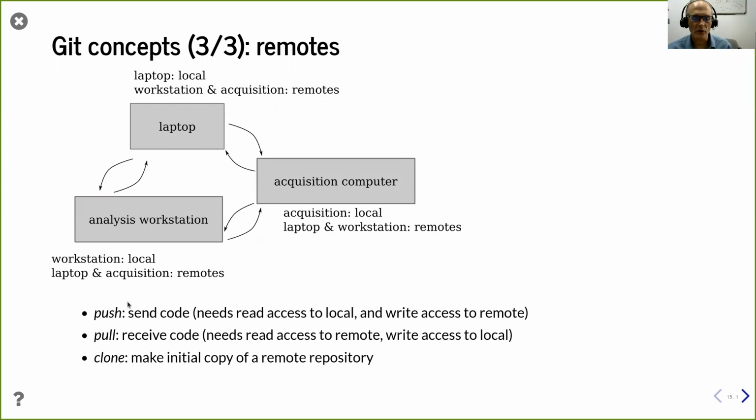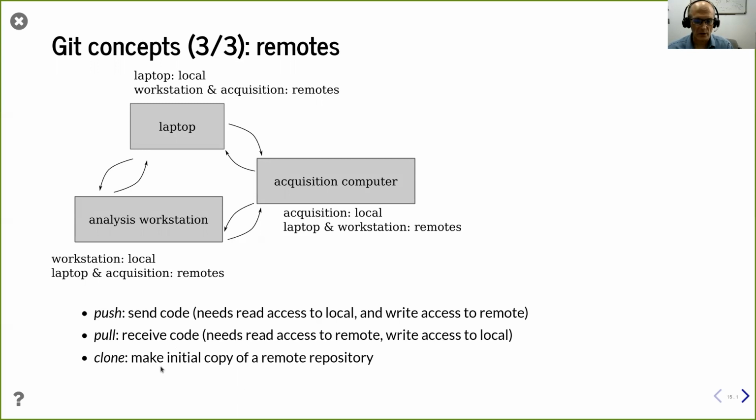The standard terminology for Git is that a push is when you're sending code from the machine you're currently working on to another machine. A pull is when you receive code: you ask that other machine, please send me this bit of code, or this branch I'm asking to pull down from you to me. And then the final one is a clone, which is a lot like a pull. It's just what you use when you're making the initial copy of a remote repository.